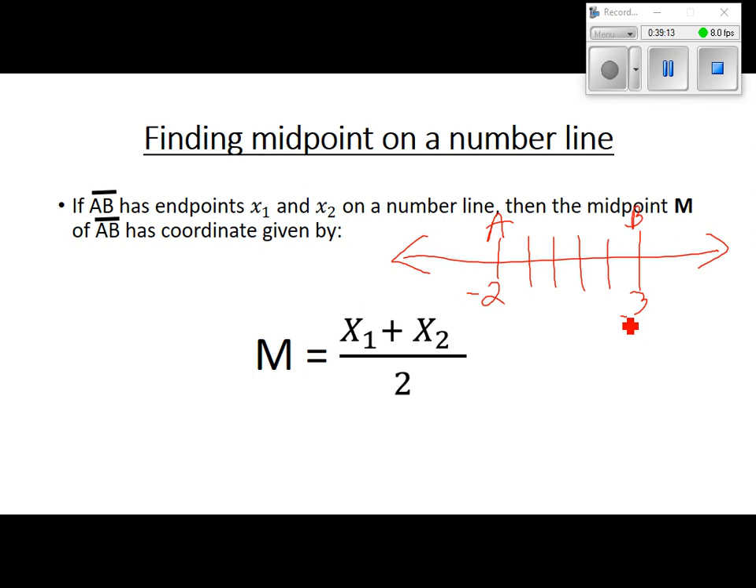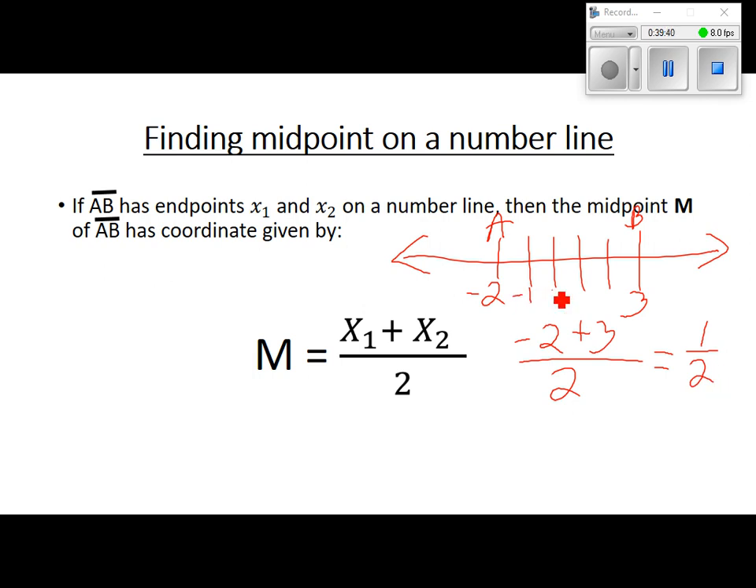So all we're going to do is plug into this formula. We have a starting point, and another point after that. It doesn't matter which one's which, it makes absolutely no difference. What goes in place of x1? -2 plus x2, 3, divided by 2. What is -2 plus 3? 1. 1 divided by 2? A half, 0.5.